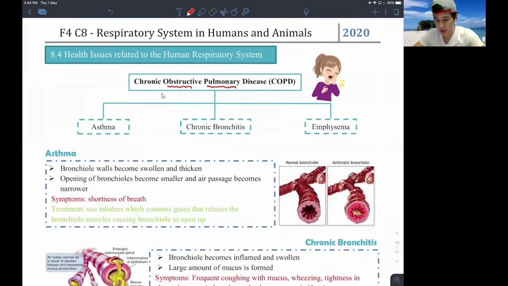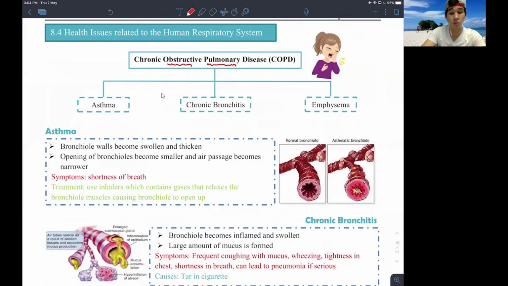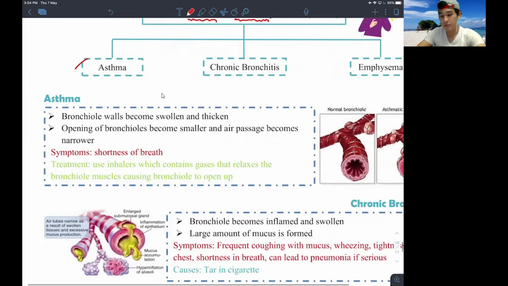Asthma is probably something most of you have heard before. People with asthma have difficulty breathing. In certain situations, you see them gasping for air like that. Why do people with asthma have difficulty breathing? It is because their bronchioles, or the bronchus, sometimes become swollen and thickened.